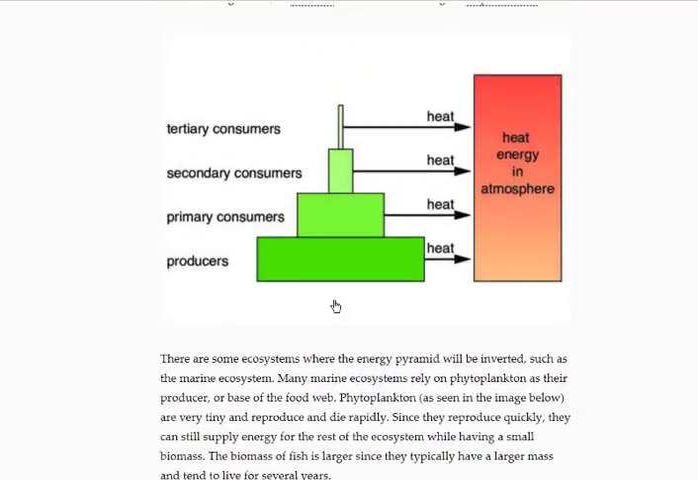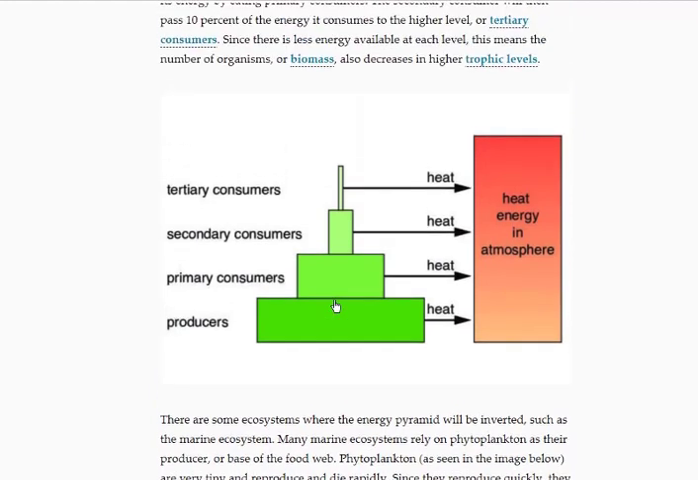So that is the 10% rule in a nutshell. It's called the 10% rule, but the number itself might be different from time to time, so don't get too caught up in that. Just understand the concept that as you move up the food chain, energy is lost. It takes more and more of the bottom part of the pyramid to support the top part of the pyramid.